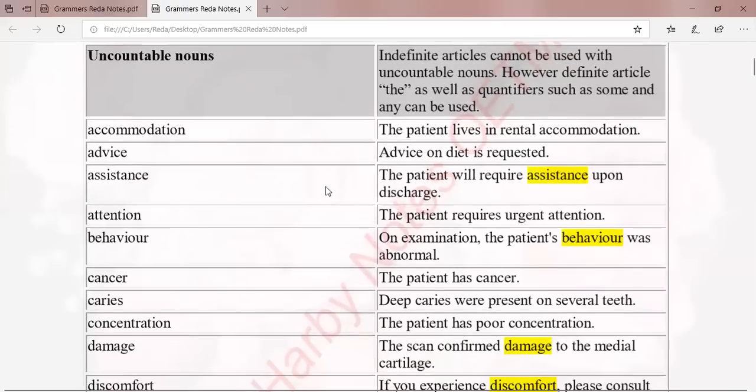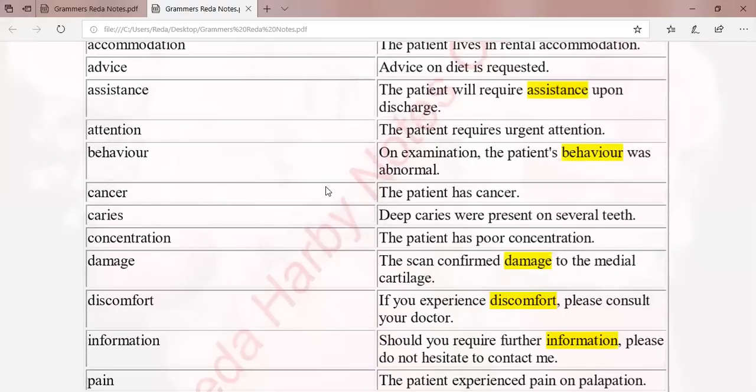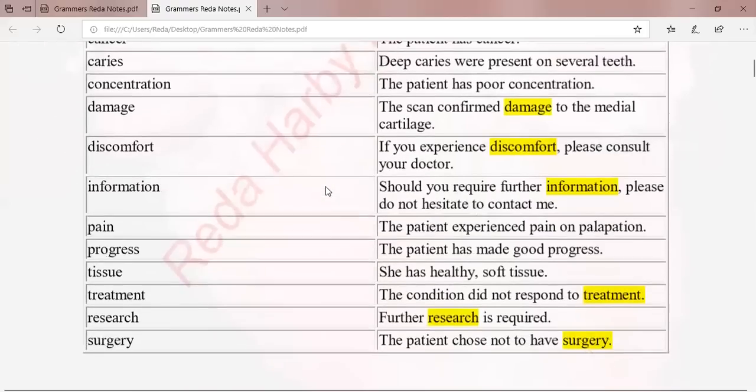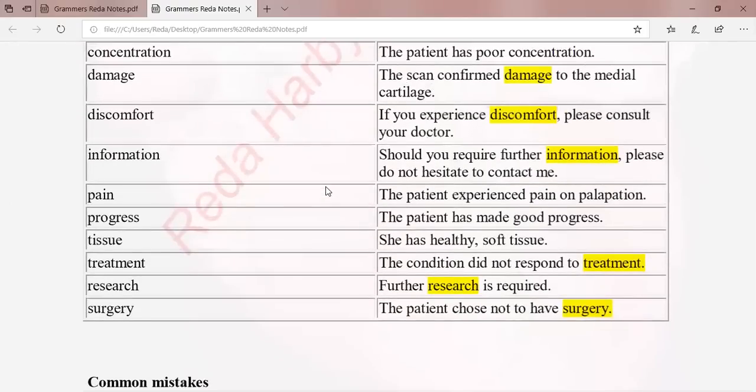Okay, cancer. You have a lung cancer. This is wrong. Lung cancer. Dental caries. Don't say a caries. Concentration, damage, discomfort. Piece of information. For further information, not informations.